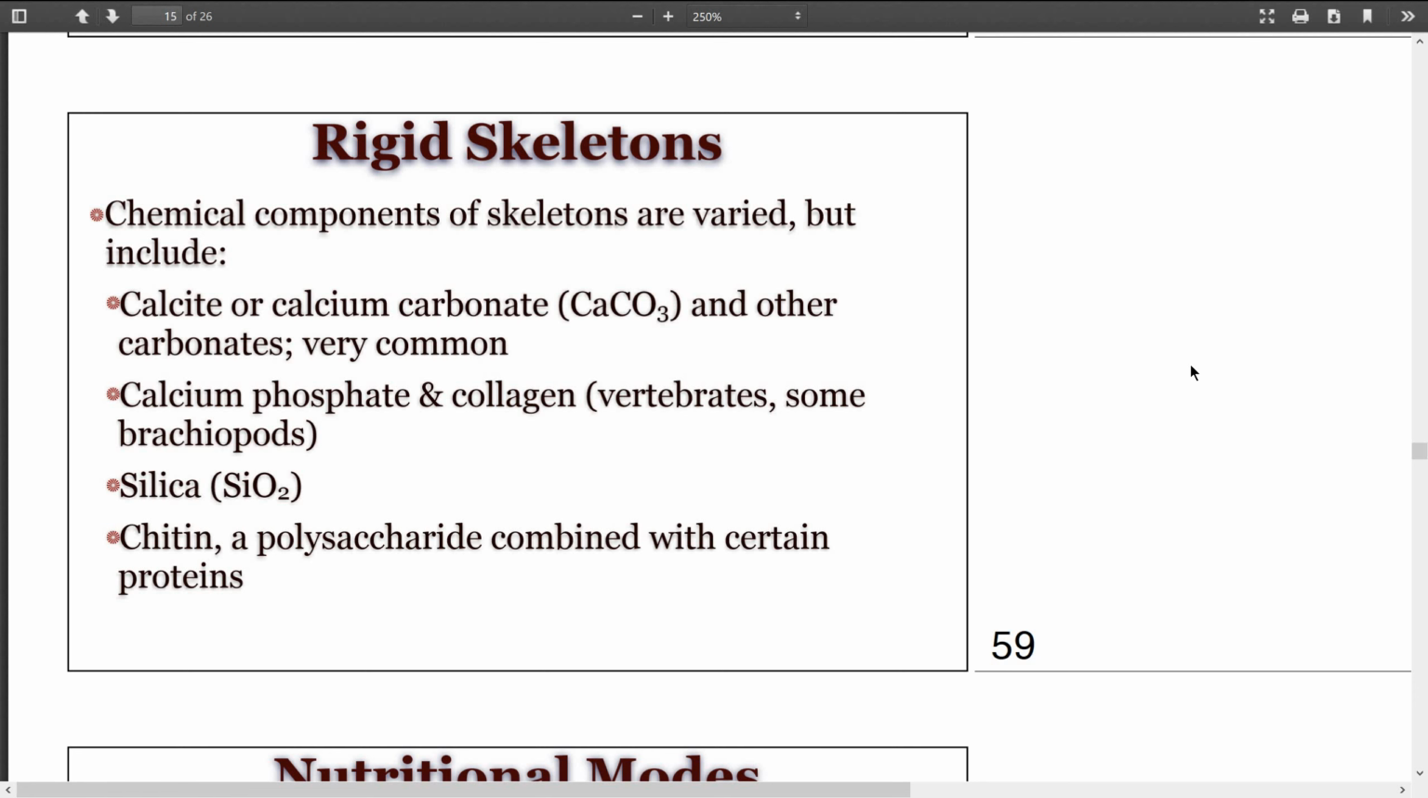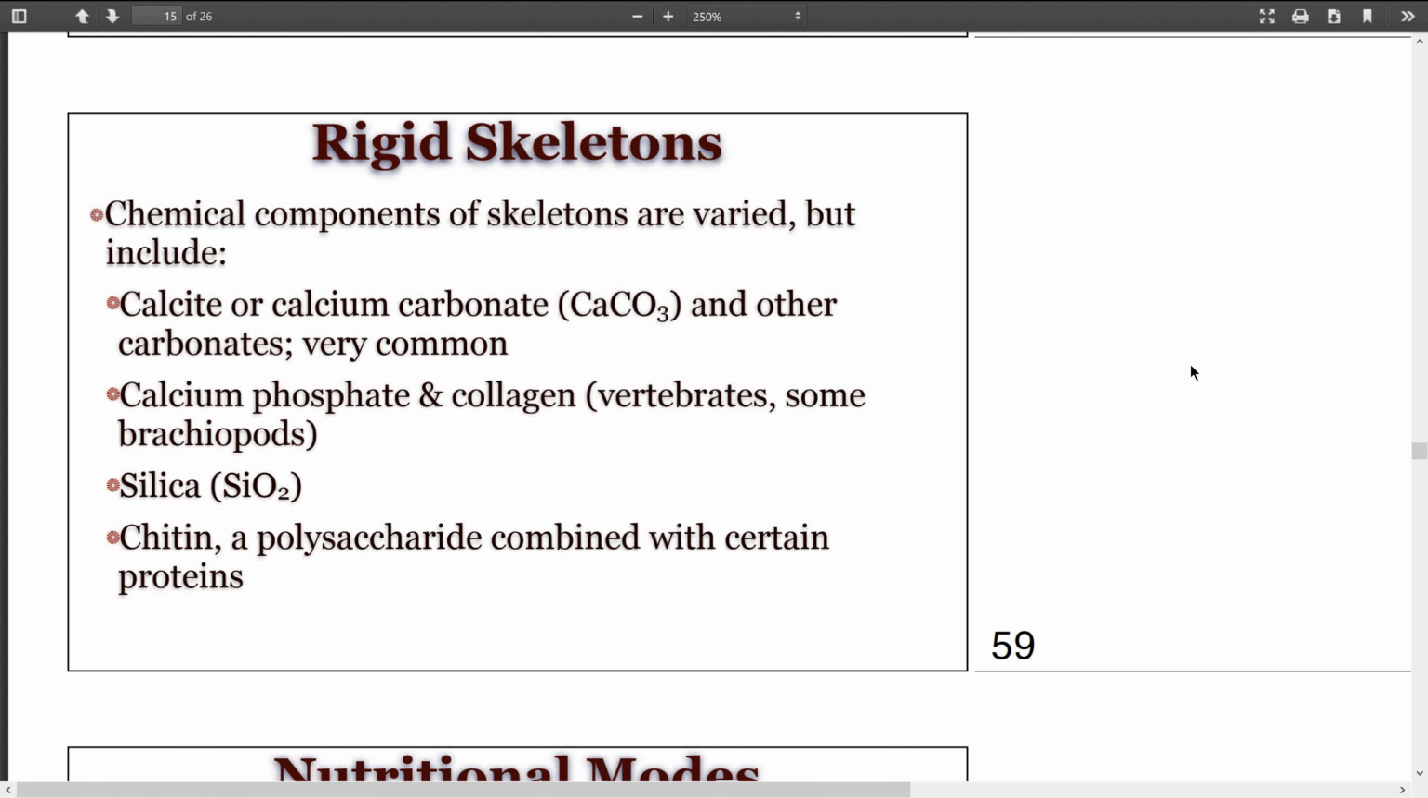Then less common is calcium phosphate, usually coupled with extensive amounts of collagen protein as well. That is what our bones are made up of. So our bones are not calcium carbonate, they're calcium phosphate. So they tend to differ a little bit. Otherwise, beyond vertebrates, however, calcium phosphate as a skeletal material is not very common. And I think the only other organisms that actually use it are some, not all, but some brachiopods.